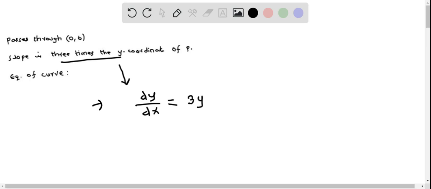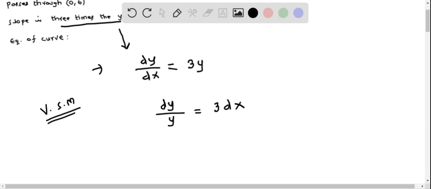So therefore, this is a differential equation which can be solved using a variables separable method. I write this shortly as VSM. So I'm going to separate the variables, that is, the y variable to the left side and the dx to the right side. So therefore, this becomes dy over y equals 3 dx.